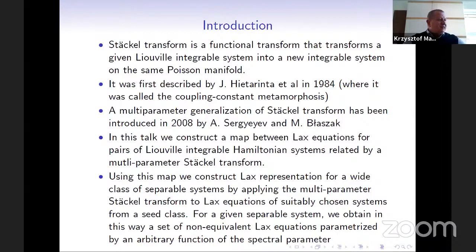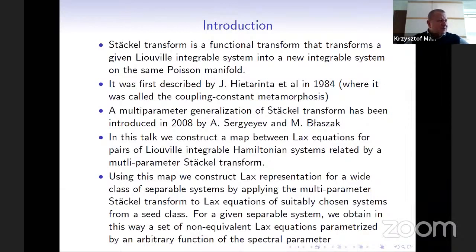It was in 2008. And specifically, what we do in this talk, we will construct a map between Lax equations for pairs of Liouville integrable Hamiltonian systems related by a multi-parameter Stäckel transform. And I understand that at the moment it may sound a little bit technical, but I hope I will explain all the notions here.